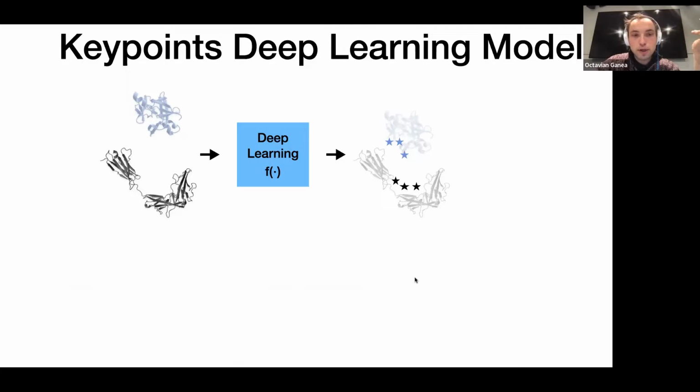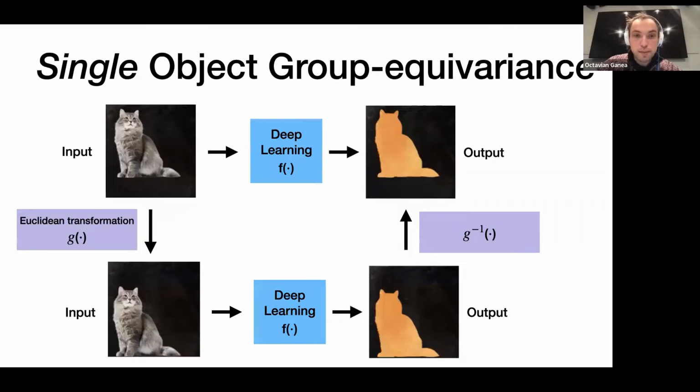Okay, so the architecture here is the following. We have two proteins as input, and we want to have a deep learning model, which we call F, that is going to predict key point sets. In this cartoon setup, it's going to predict 3 black stars and 3 blue stars corresponding to each of the two proteins. Here is where the first aspect of symmetries and equivariance has to be incorporated in the model.